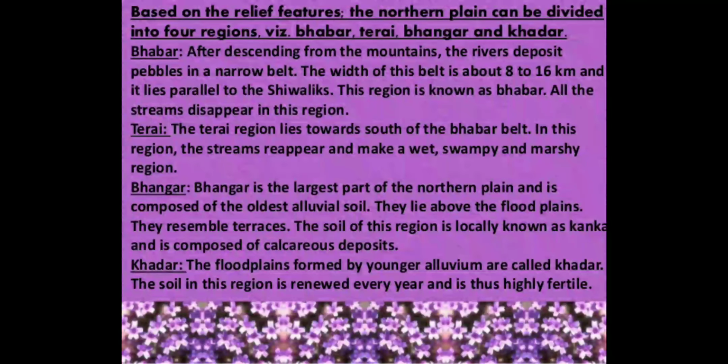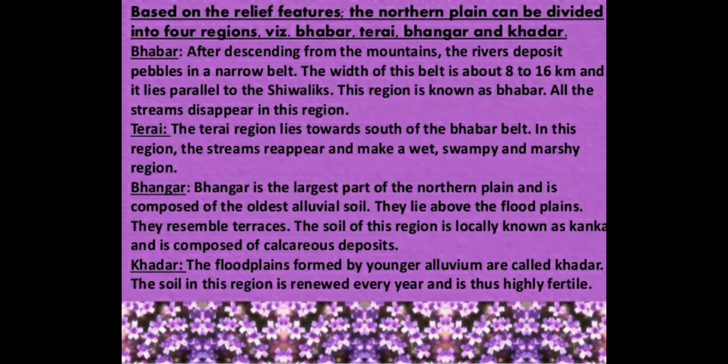Based on the relief features, the northern plain can be divided into four regions: Bhabar, Terai, Bhangar, Khadar. So what is Bhabar? After descending from the mountains, the rivers deposit pebbles in a narrow belt. Pebbles, you understand? Small stones. I can throw them on your head and you will start bleeding. Don't come late, otherwise I will throw stones.